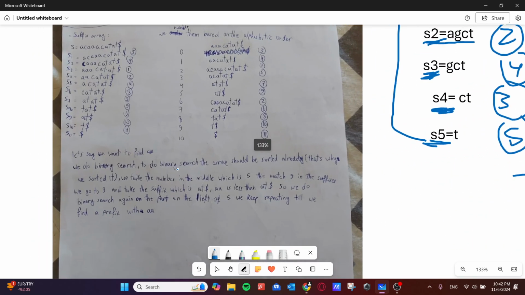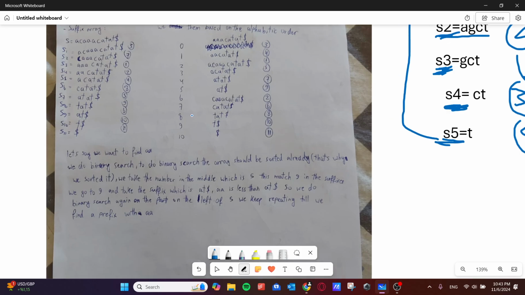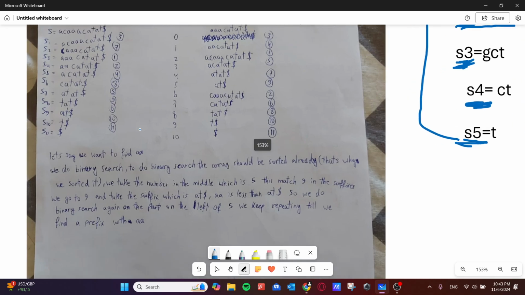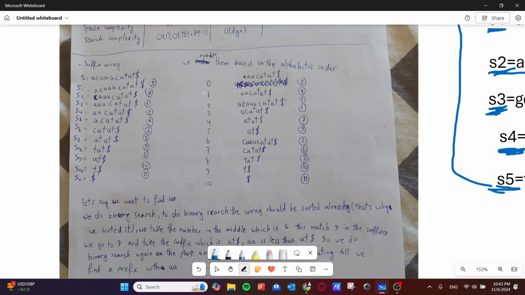So I think when he was talking about the final, he said he will ask about searching strategies. I don't know how he can ask that question using the suffix array, but I think that's how he's going to do it. So here you can see the example, guys.